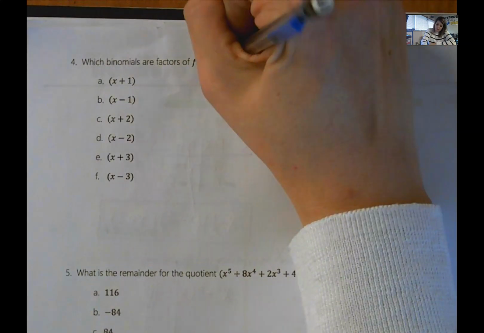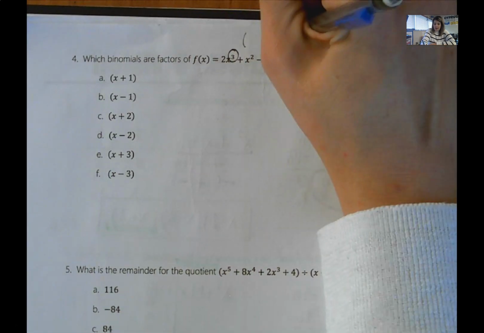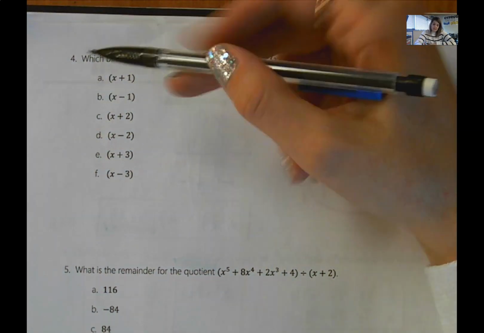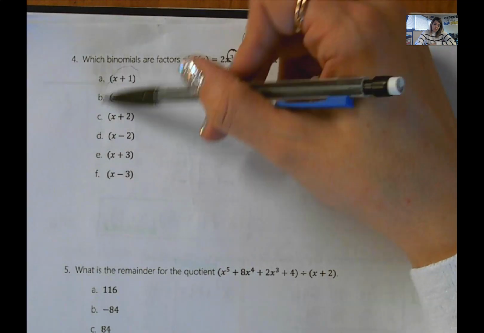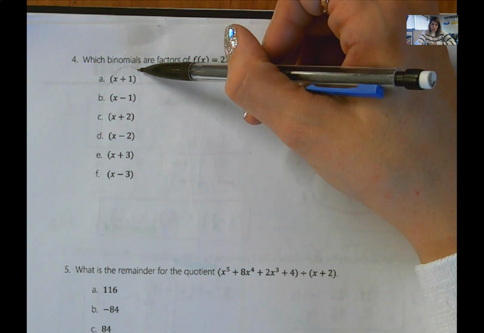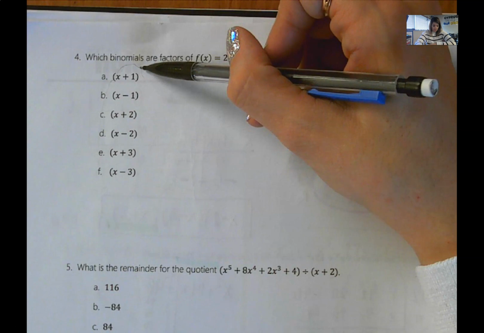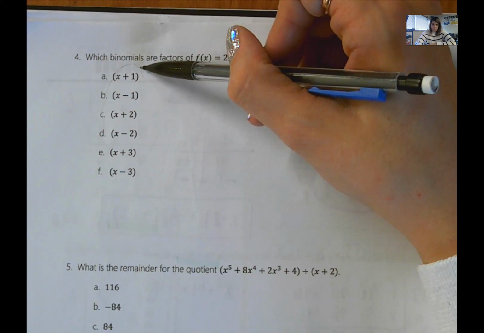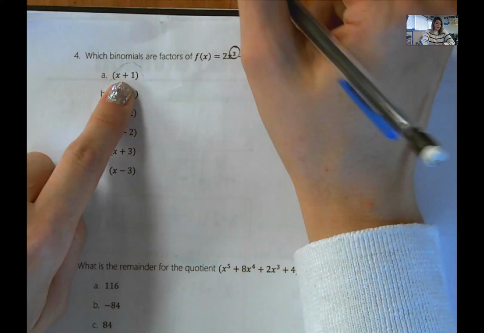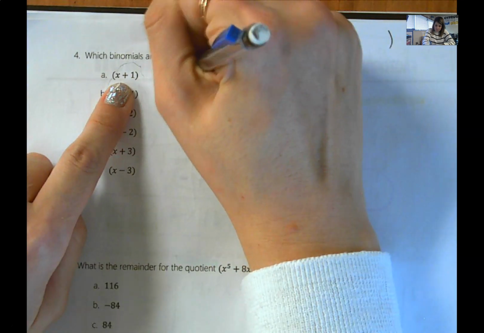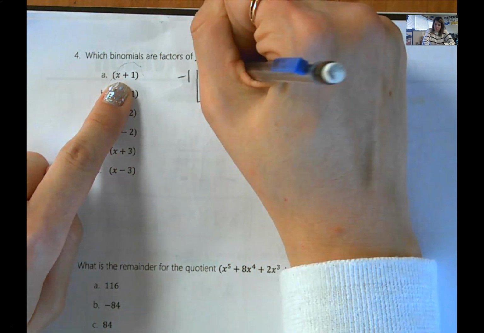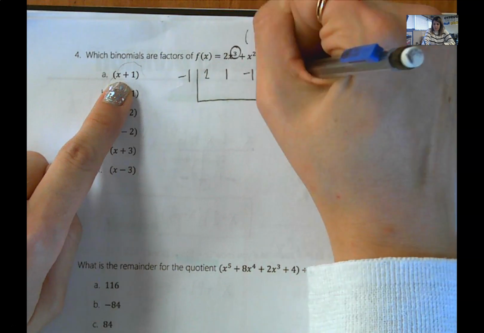Okay, well, first of all, this 3 tells us that we're going to have 3 binomials, which means that the easiest way to do this is to check these until you get one that works. How will we know that it works? Because your remainder will be 0. So I will check the first one with you. Your number outside the house is going to be -1. Inside the house, you're going to have 2, 1, -13, and 6.